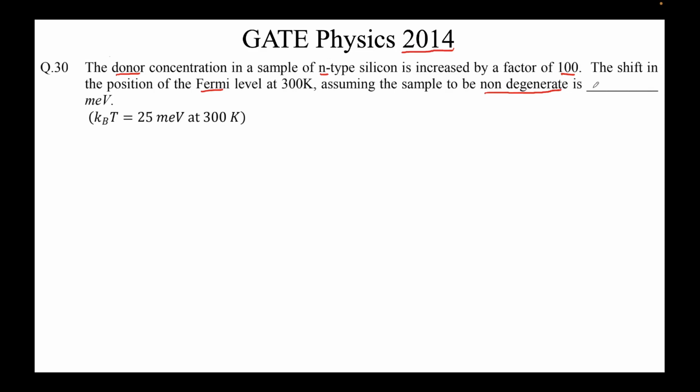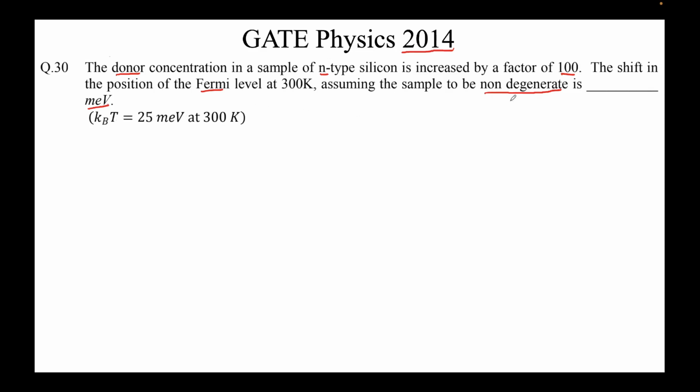This is a numerical answer type question, and we have to provide our answer in units of meV, that is milli electron volts. The value of kBT, where kB is Boltzmann's constant, has been given to be 25 milli electron volts at 300 Kelvin.